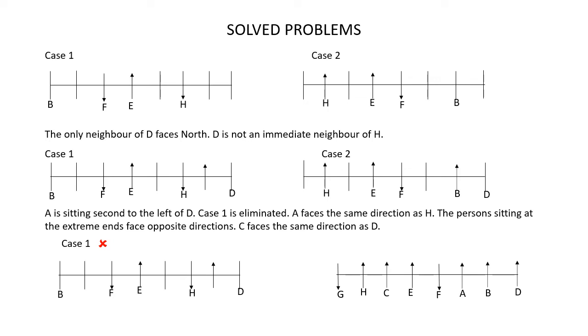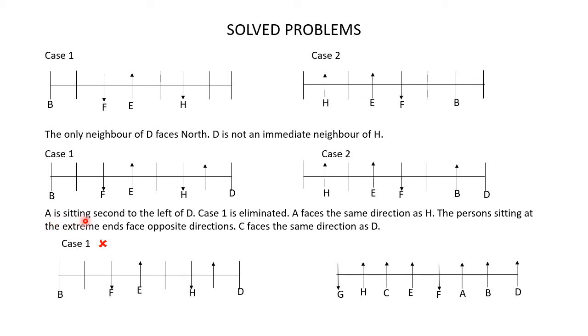In case 2, D cannot sit here because it's already given that D is not an immediate neighbor of H. So D cannot sit here or here. D cannot sit here because then he'll have two neighbors. So the only position remaining for D in case 2 is this one. So mark D in that position in case 2.